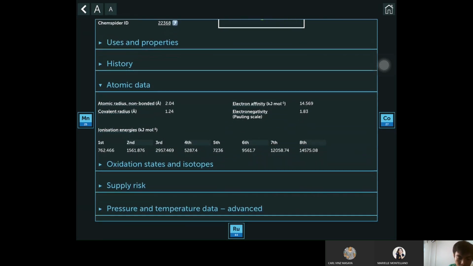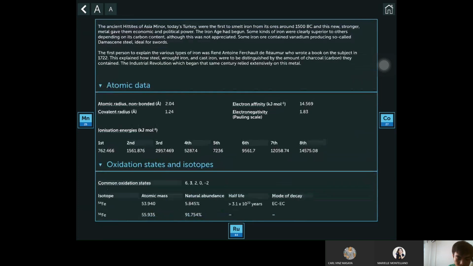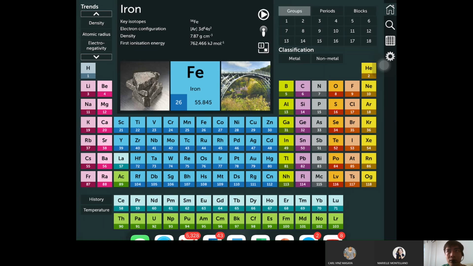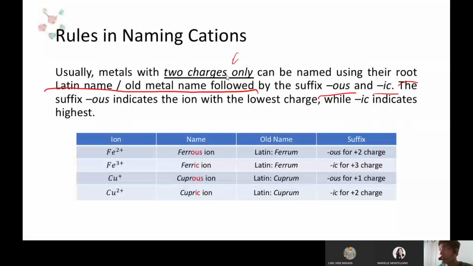Atomic data, history, oxidation states. So, these are the oxidation states of iron. There are many. It can form multiple charges, but the common ones are 3 and 2. So, just look at your periodic table. It's there. But I don't have a periodic table. I stopped using the periodic table when I graduated.